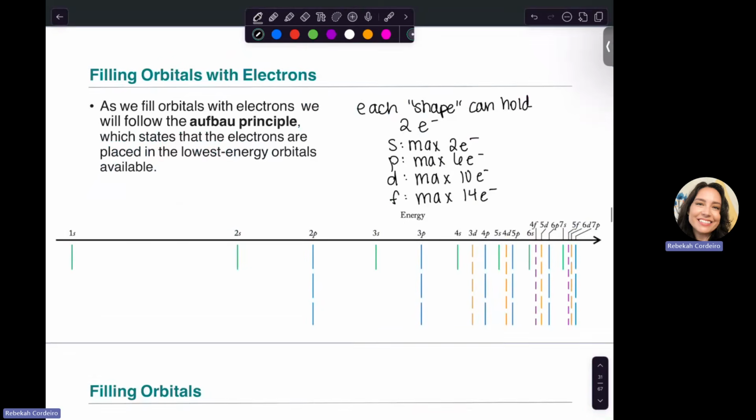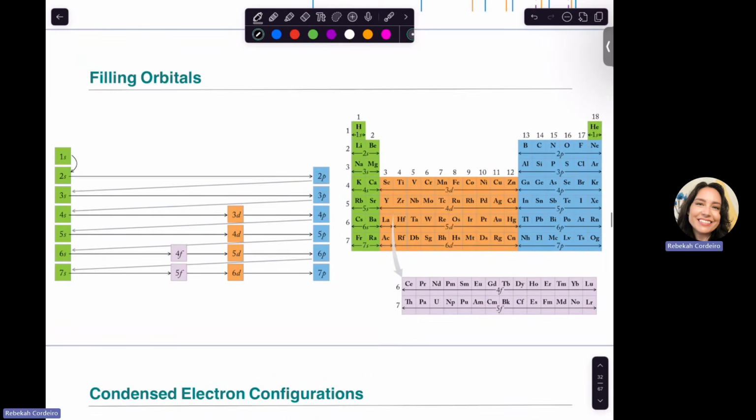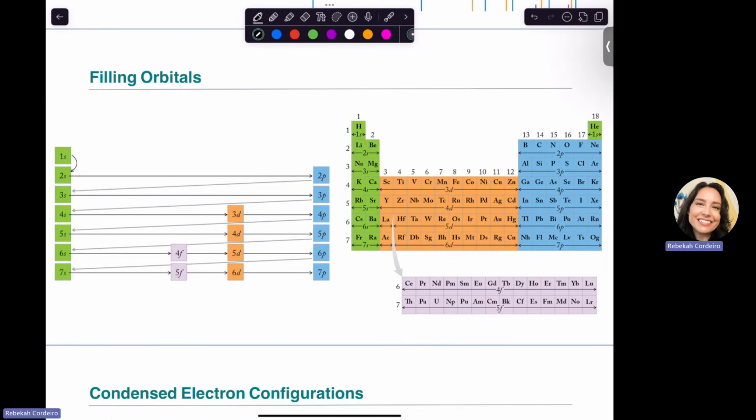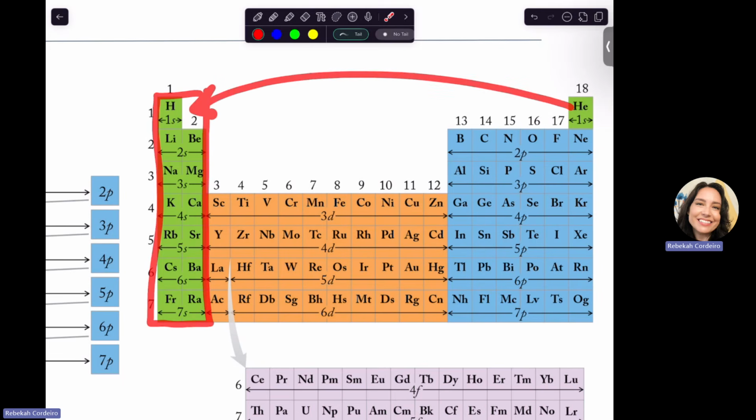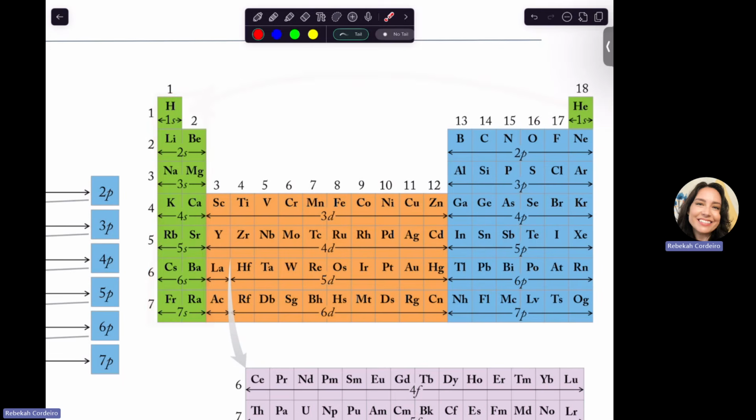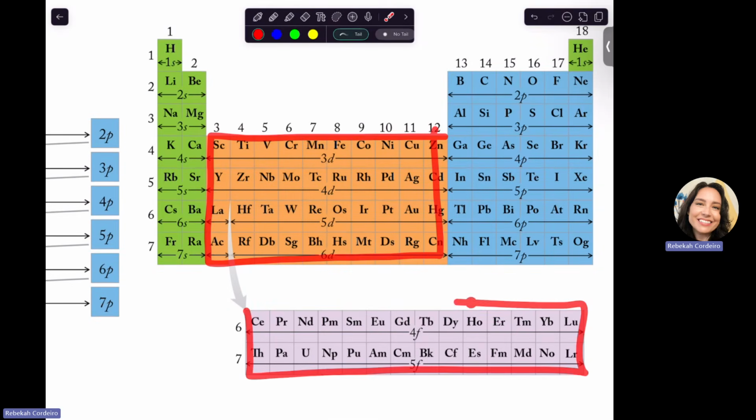Now, you may think, oh, I have to memorize this order. You don't. The periodic table can be put together in a way that helps us with this. So imagine that here we have the S block on the periodic table, which would include everything in the first 2 columns, but add in helium. So we call that the S block. Then the P block, we would call this area in blue. The D block would be the area in orange. And then the F block would be the area down here in purple.